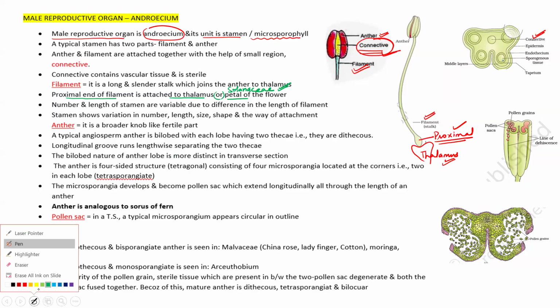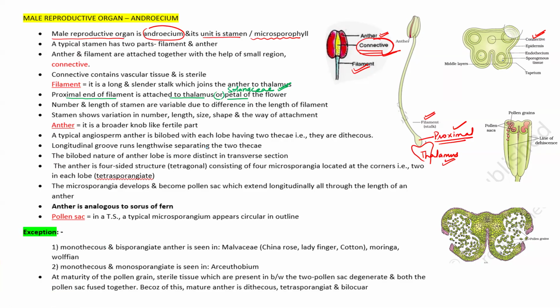Then if you see the filaments, they show variation in number also. For example, family Fabaceae has 10 stamens, Solanaceae 5, Liliaceae 6. So the number is variable, and even the length of the stamen is variable. We have studied that the length of the stamen is variable because of the difference in the length of the filament, in two examples in the morphology chapter, that is salvia and mustard. So they show variation in number, length, and obviously the way of attachment, size and shape.